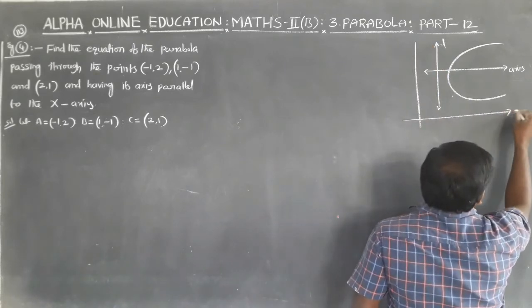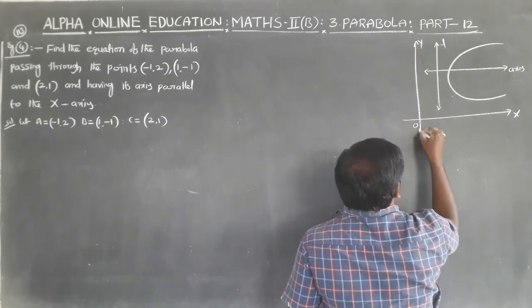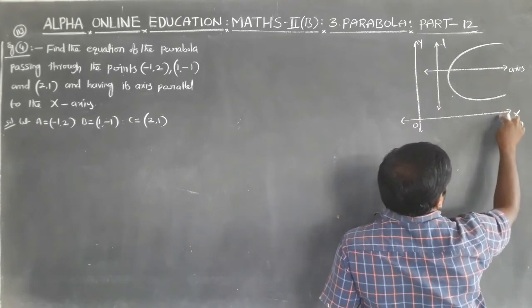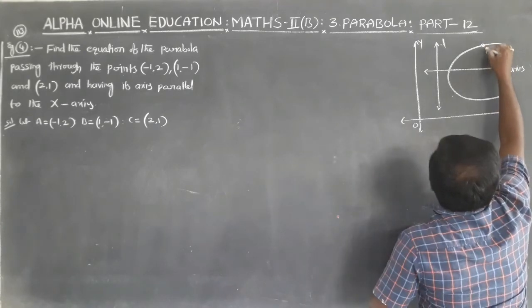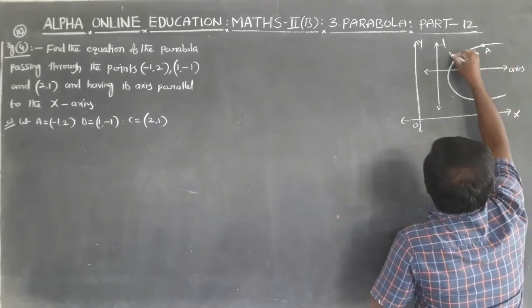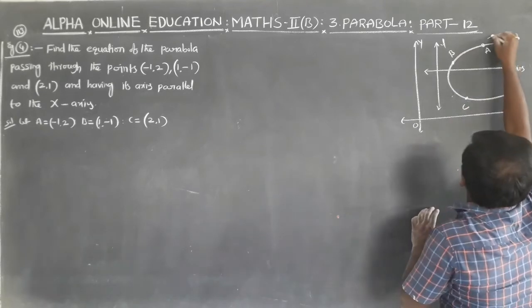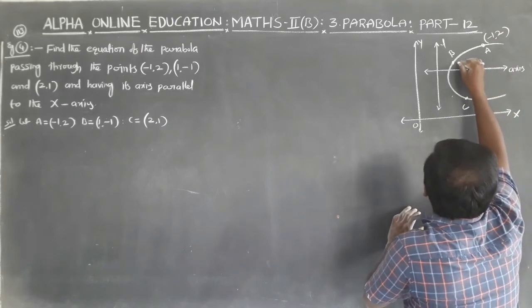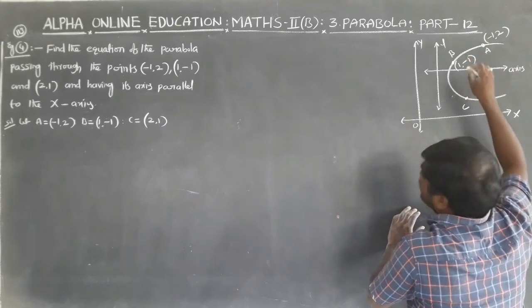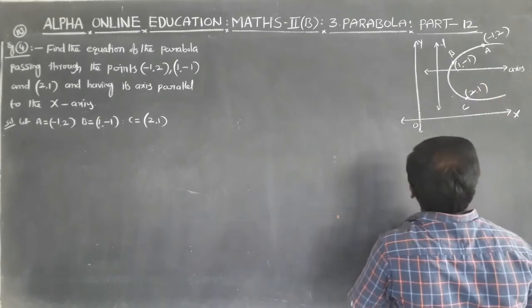Here the axis is parallel to the x-axis and the parabola passes through the points A, B and C. A is the point (-1, 2), B is the point (1, -1), C is the point (2, 1).